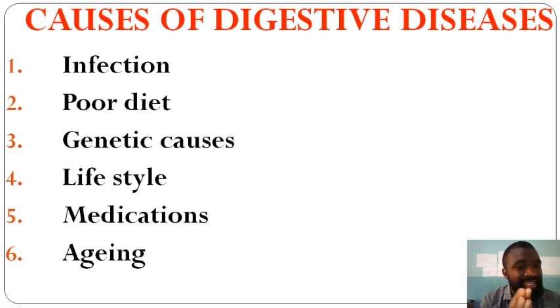Now, poor diet. When we were discussing the circulatory system, we also mentioned poor diet. Poor diet is harmful to the system. A food that is not a balanced diet is harmful to the system. It can cause harm to the system.